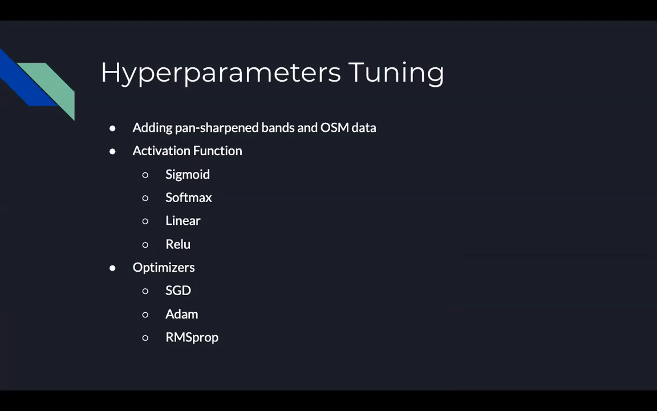Yes, and then I want to discuss hyperparameter tuning in our model. We perform our classification using many hyperparameter tuning techniques, and then test that for our data set. For urban image classification, we added Pan-Japan image, Pan, and OSM data for the hyperparameter tuning approach. And then we also tested different activation functions: sigmoid, softmax, linear, and ReLU. And then for the optimizer, we use SGD, Adam, and RMSprop.